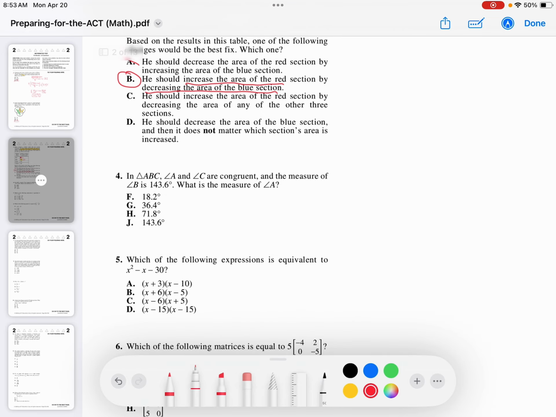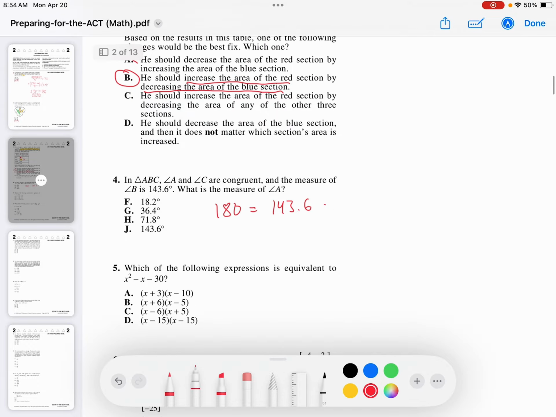Let's see, number 4. In triangle ABC, A and C are congruent, and the measure of B is 143.6. What's the measure of A? So in a triangle, all the angles add up to 180. So if B is 143.6, we can add that with A and C. But it also tells us that A and C are congruent, which means the same.